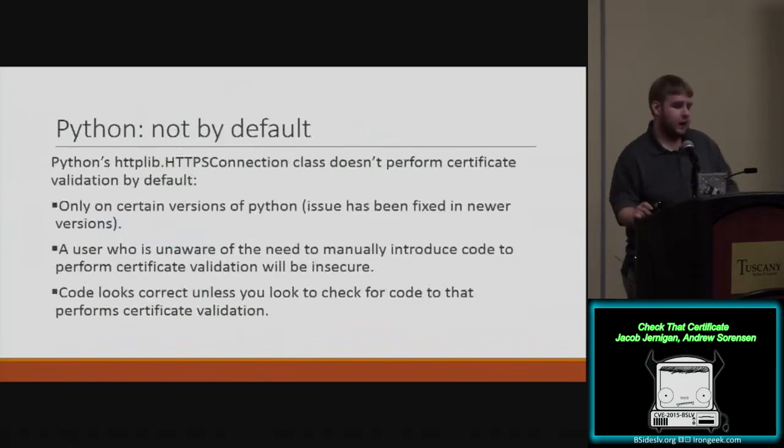So Python, the HTTPSConnection class does not perform validation by default in certain versions. Most of the newer versions do, but anything before 2.7.9 I believe does not. The problem with this obviously is that you'll never know, because if you don't get an error in development, you'll just ship the code, and as a user, if you expect it to be secure, you have no idea until you read some documentation eventually, hopefully, and find out that it's not.